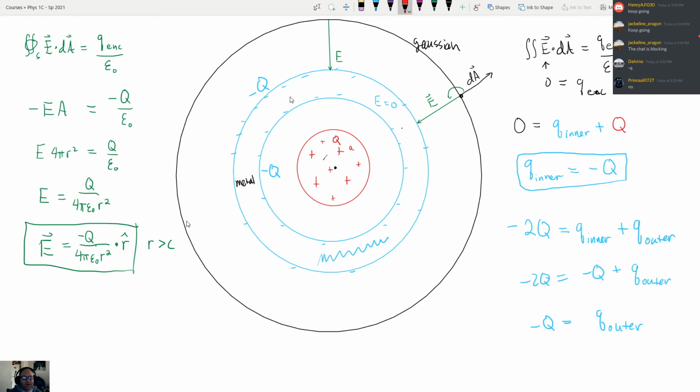Okay. What if we do this? What if I make this charge positive 5Q, and we make it so that the amount of charge contained on the outer shell, what if we change it to negative 3Q? Can anyone tell me how much charge is going to show up on the inner surface then?